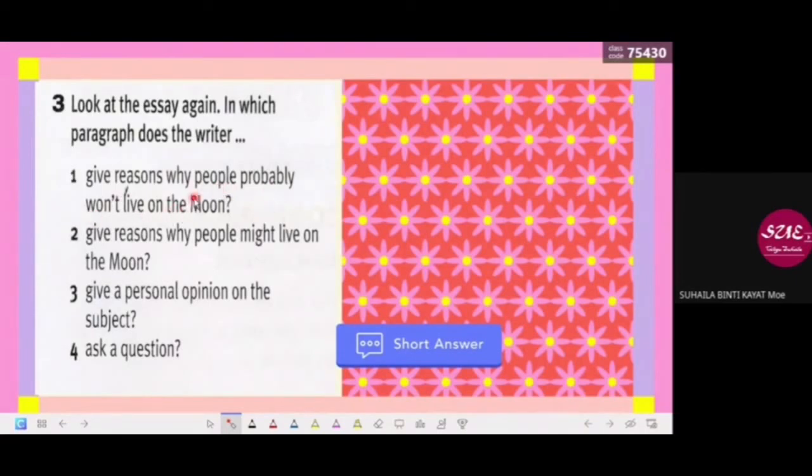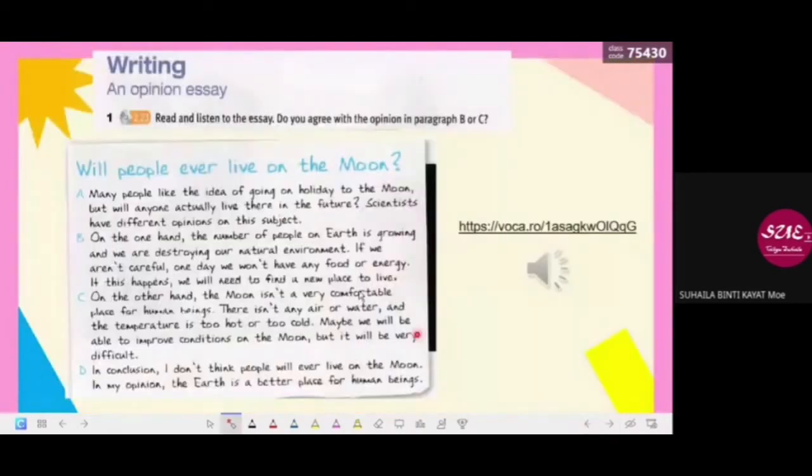Okay, paragraph mana menunjukkan sebab? Give reason. People probably won't live. Won't maksudnya tidak akan tinggal on the moon. Okay, paragraph mana? Okay, tengok paragraph. Which paragraph? A, B, C, D. Which paragraph shows reason? Shows the reason people won't live on the moon. C.